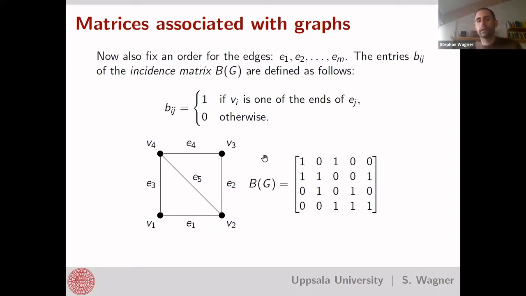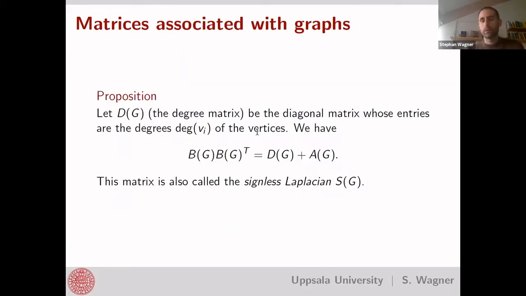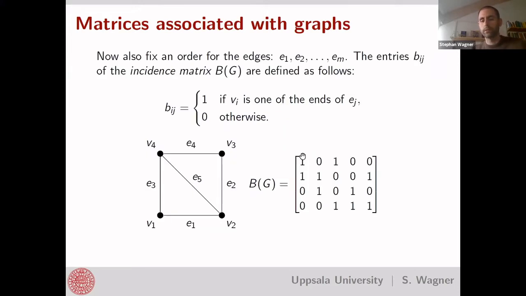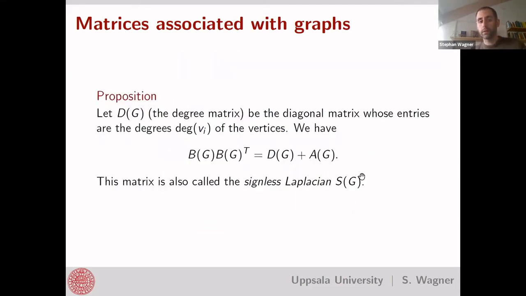Now you can already start doing some matrix algebra. You can try and investigate what happens if you manipulate these matrices, if you perform operations with these matrices. One thing you can do is you can take the incidence matrix and multiply it by its transpose. So you can't multiply it by itself generally because it's rectangular, so the dimensions wouldn't fit, but you can always multiply the incidence matrix with its transpose.